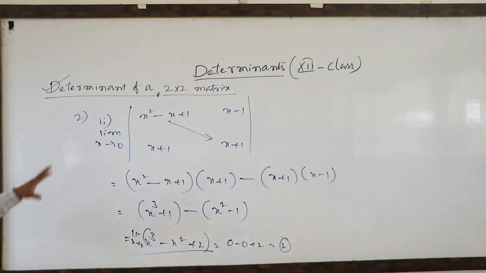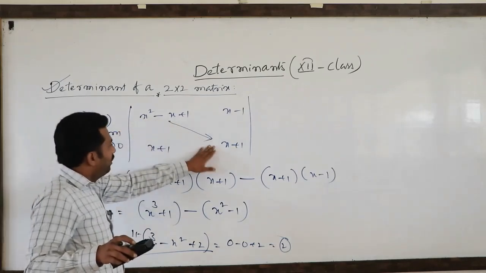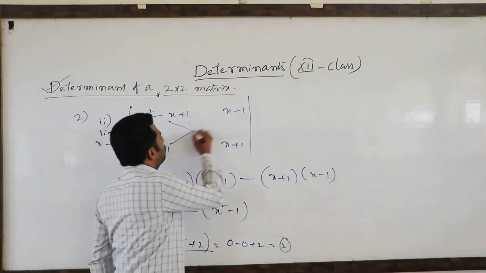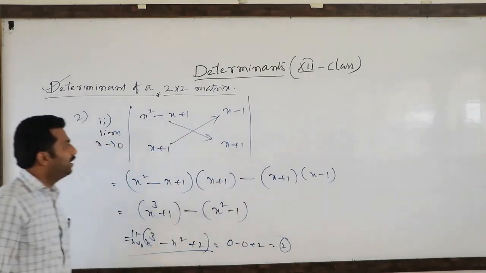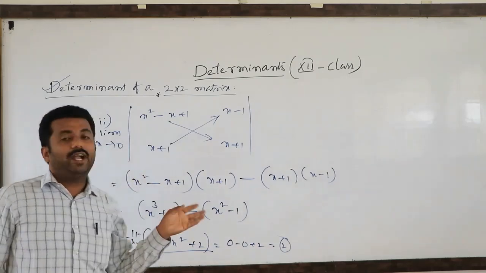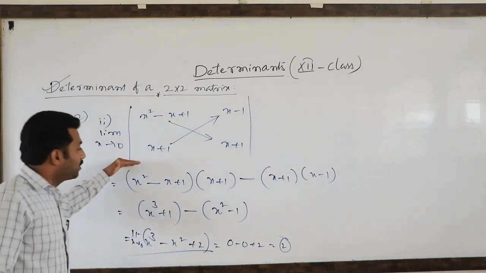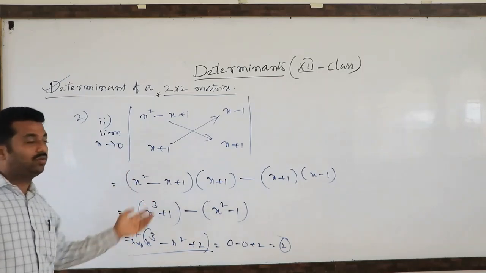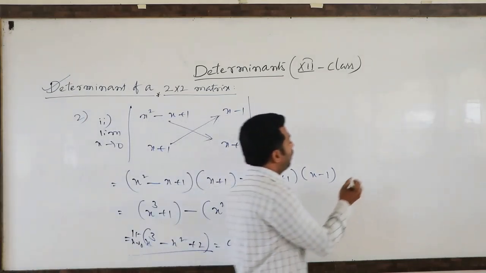If you are writing like this, product of the principal diagonal elements minus product of the non-diagonal elements, this is called expanding the determinant. This process is called expanding the determinant. What are we calling expanding the determinant?